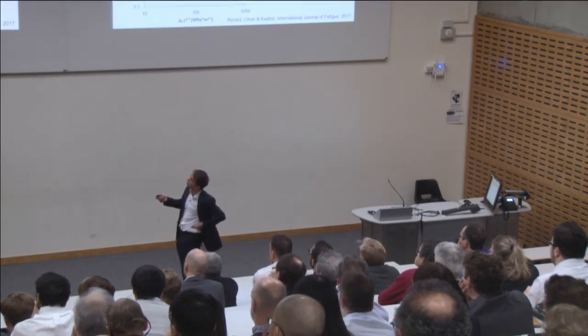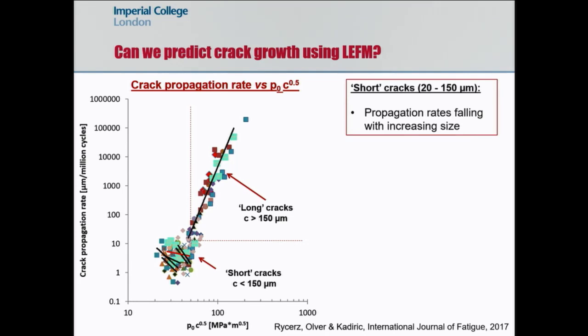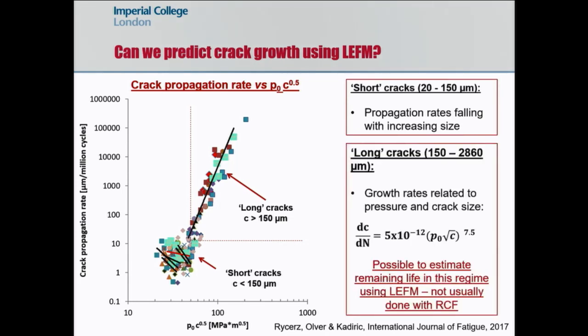What we can do is plot crack propagation rates against something that resembles a stress intensity factor. As I said, because of the complications that I mentioned earlier, we can't work out yet accurate stress intensity factors, although we are working on that. So we plotted surface contact pressure times root crack length. And you see some interesting things here. Here, the crack propagation rate is slowing for the short cracks. Here, it's actually quite linear.